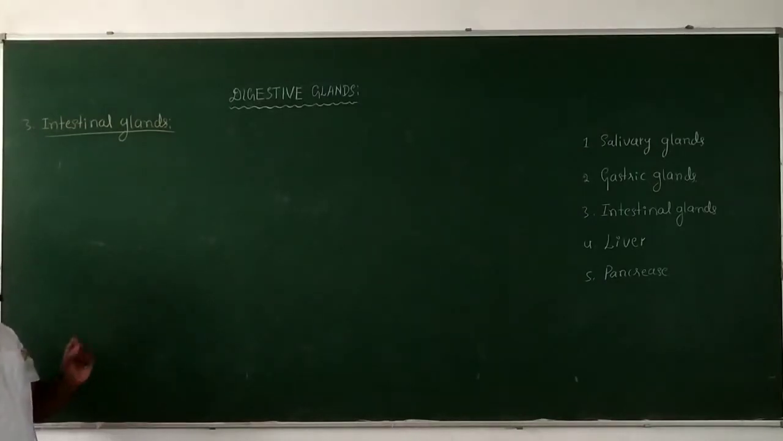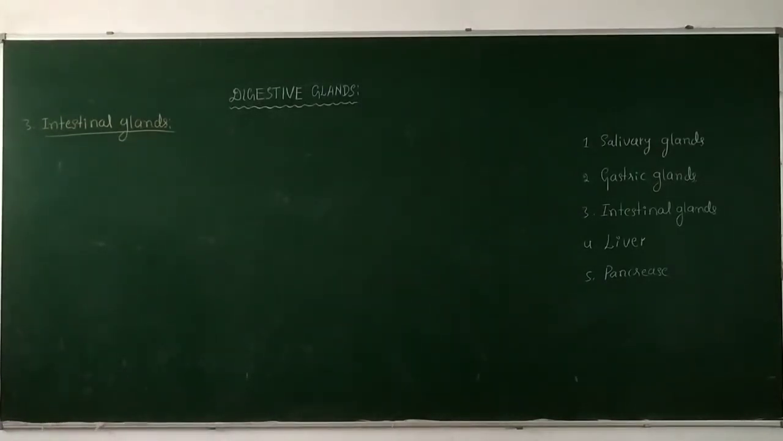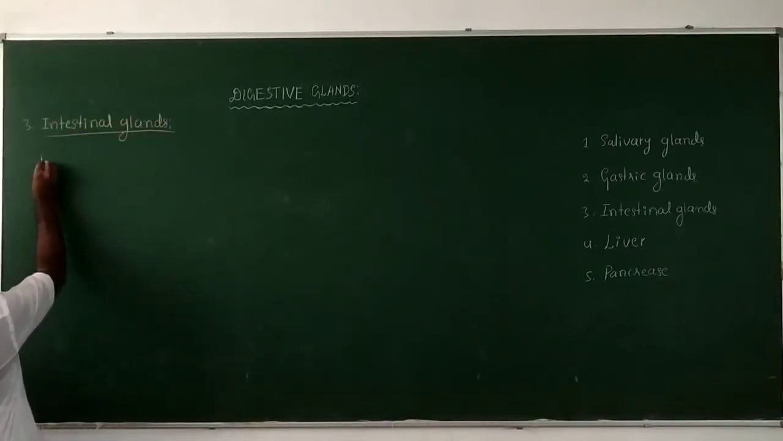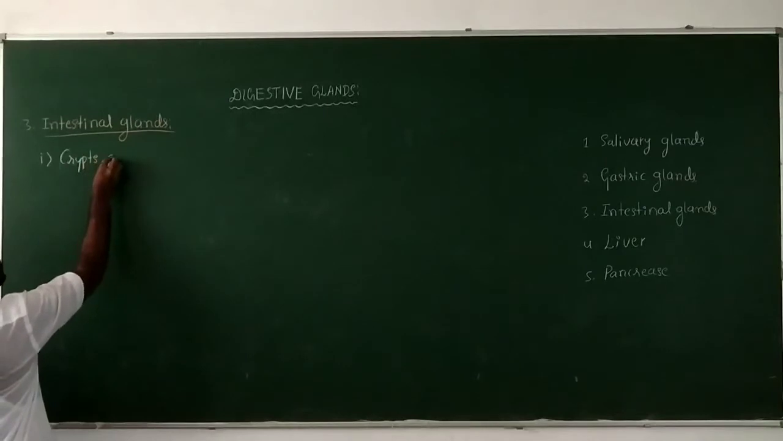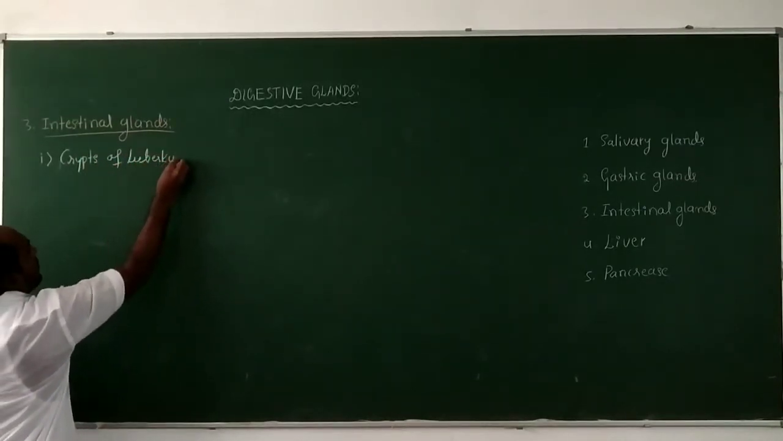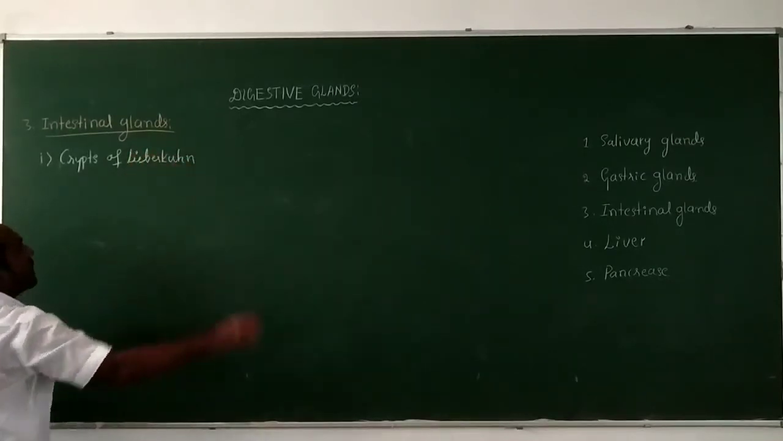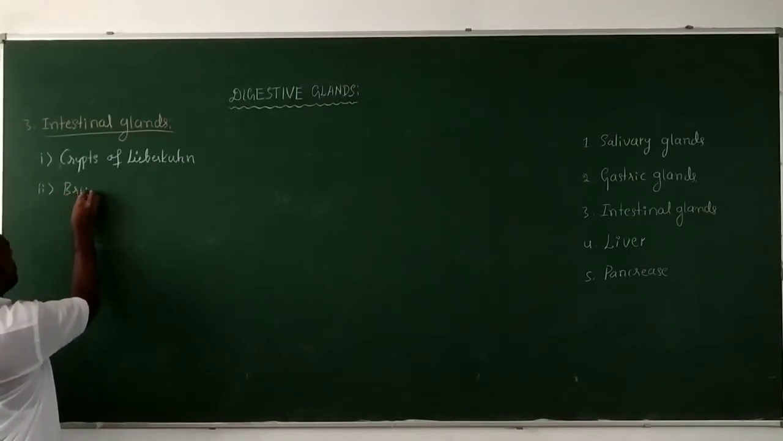Okay, and here there are 2 types of intestinal glands. One is the Crypts of Lieberkuhn, and the second one is Brunner's glands.